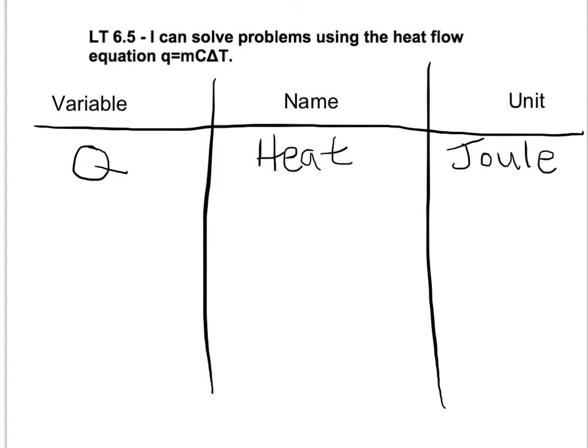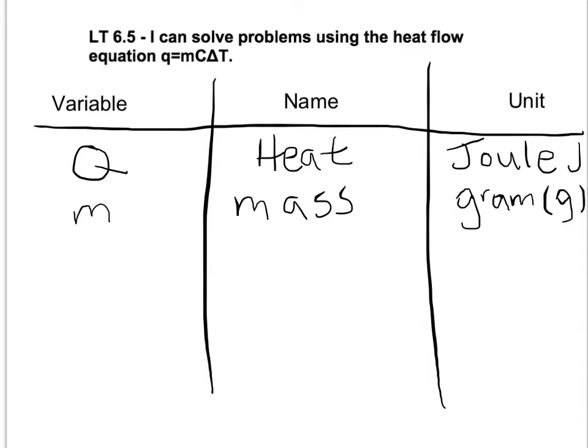named after a scientist that worked extensively with heat and mechanical energy. The next quantity is M, which stands for mass, which is usually kilogram or just plain old gram with the symbol of G. The symbol for joule is J, if you're interested.